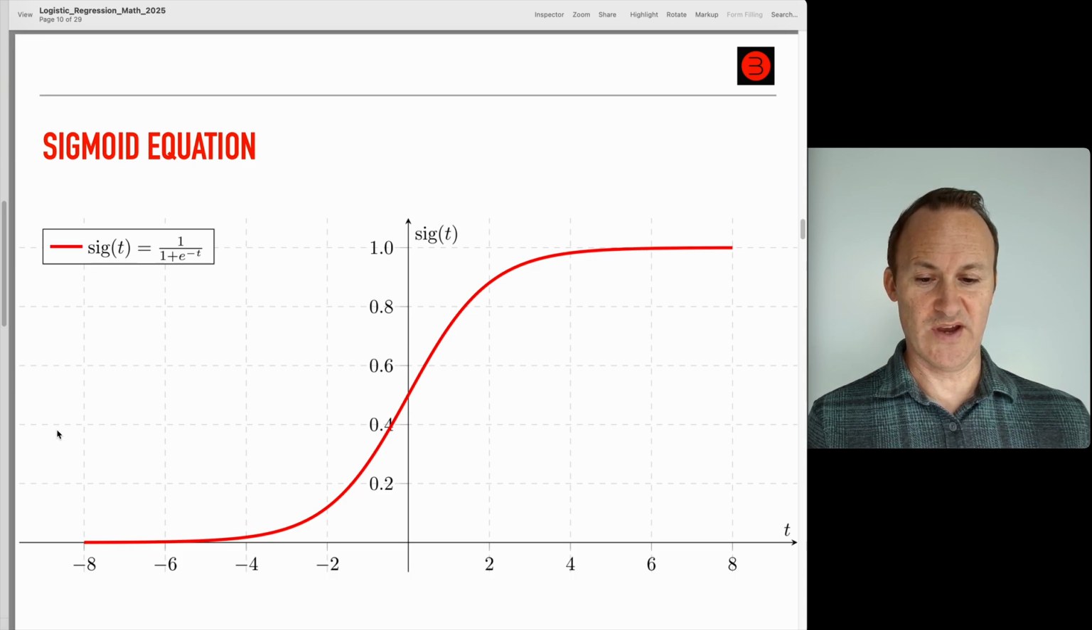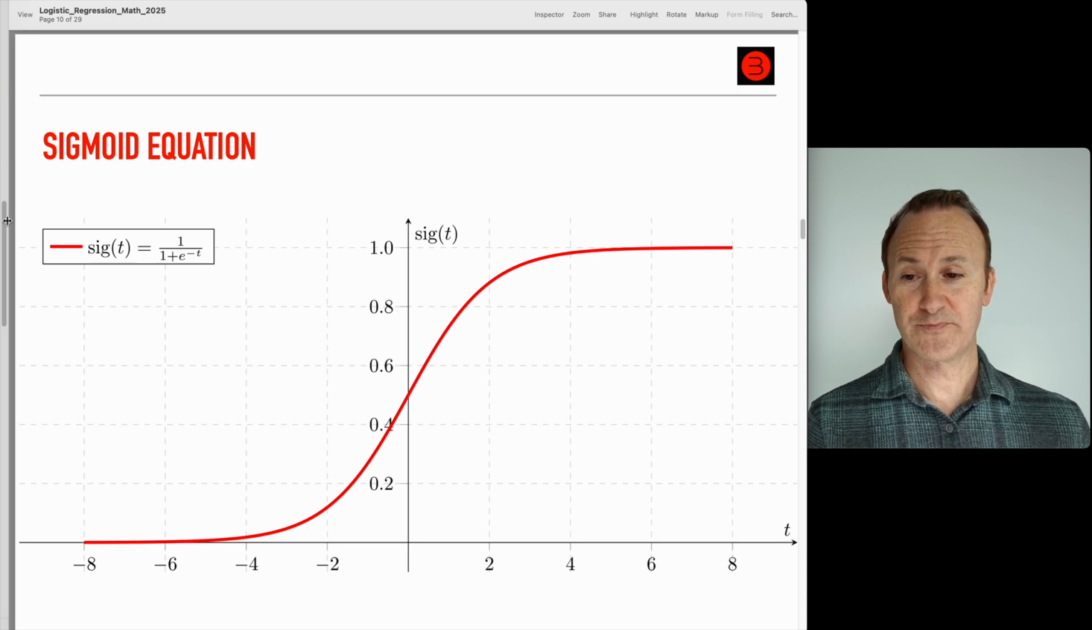You can see it is in fact bounded by 1 at the top and 0 at the bottom. And so there are two asymptotes. And so even though the curve here stops at 8, it keeps going. There's not a limitation to any value of t that you can put in here.